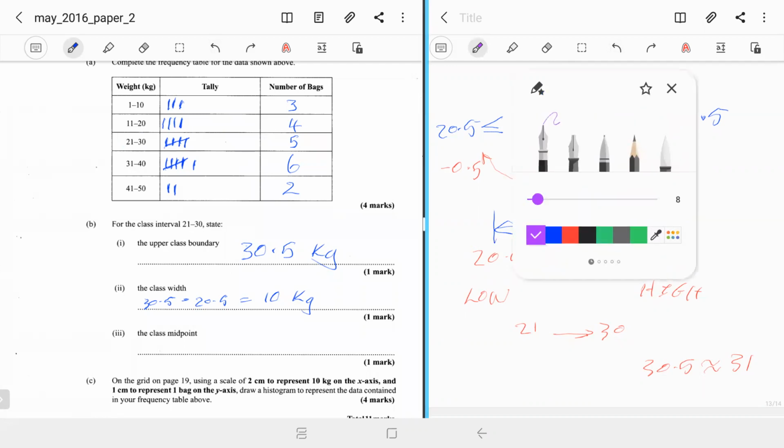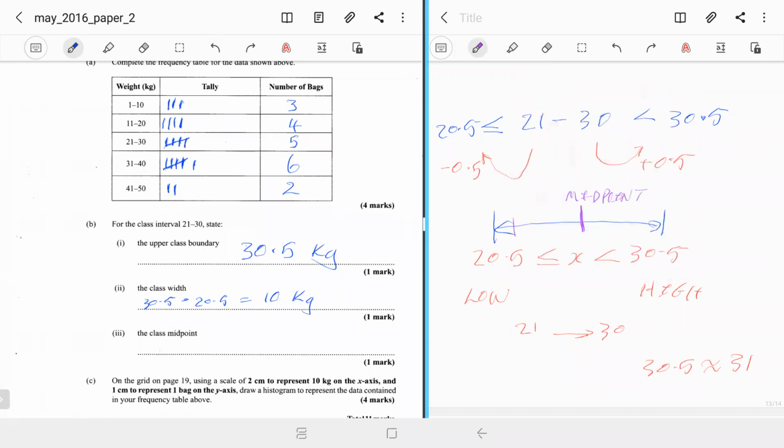Because the 20 would be right here, and the 21 would be right here, and the 30 will be right here. Each of these are the same distance from the boundary midpoint. So you can also do the midpoint between the 21 and 30 to find it.